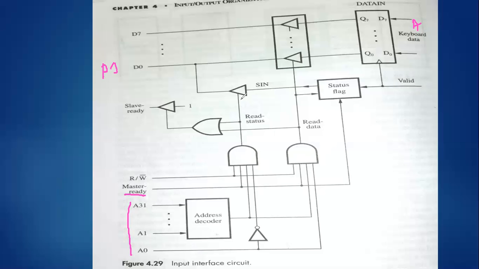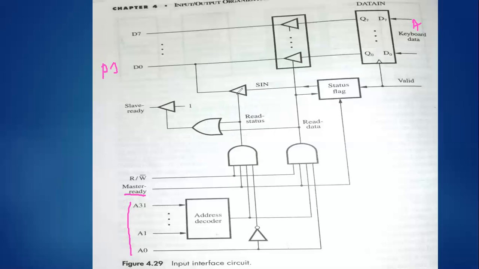First, what we need to do is read the SIN. We need to verify whether the data is still available inside the data in or not. How are we verifying? Using this AND gate. The outcome of this AND gate will be 1, if you want to read this particular SIN. So the input for this OR gate, observe it: read status. Yes, we are trying to read the status initially.